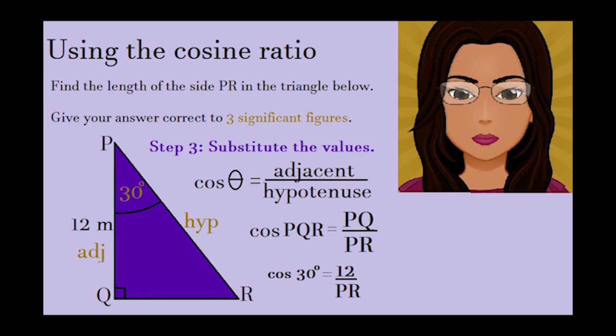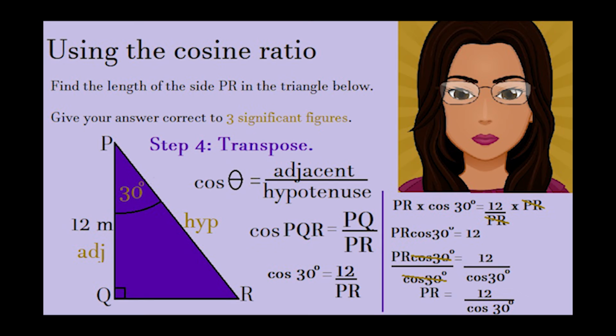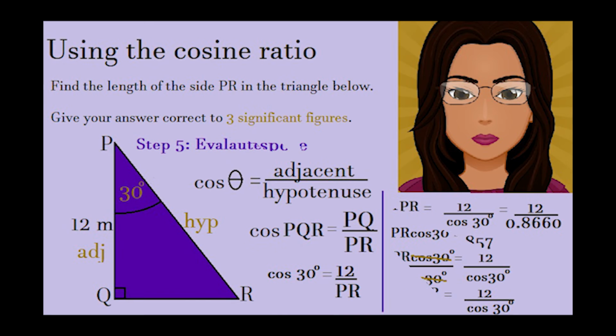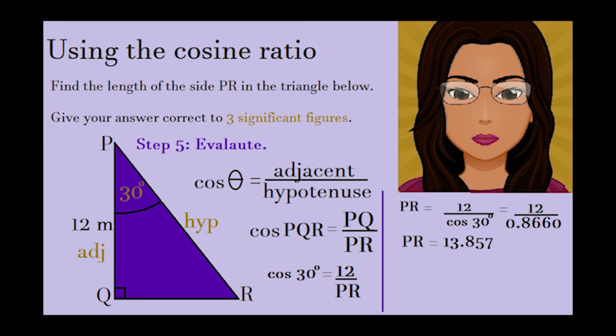Again, we have a missing side, so we must transpose. This time we're transposing for the hypotenuse. Pay close attention to how this transposition is done. Once we've done this, we have a numerical statement we just need to evaluate. Obtain the trigonometric value for the cosine of the angle, plug it back into our equation, work out this quotient, and we've got our answer.